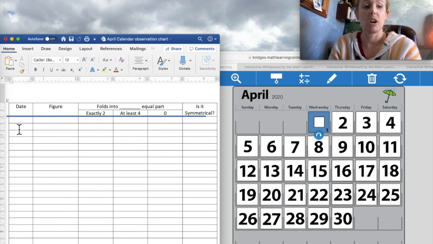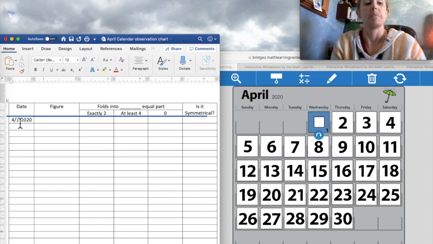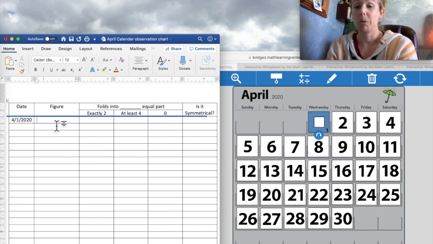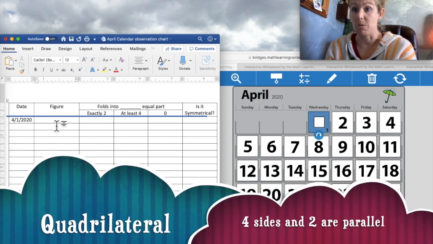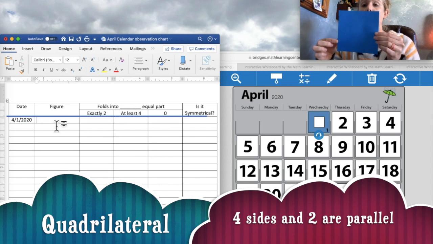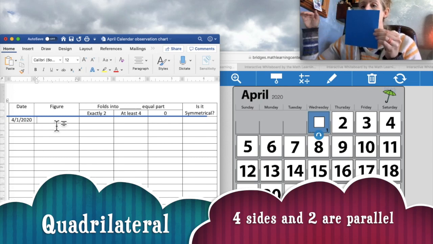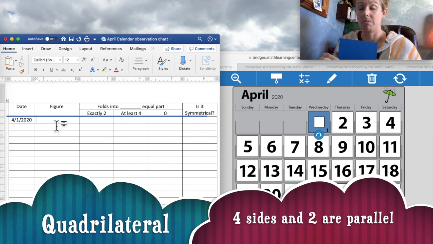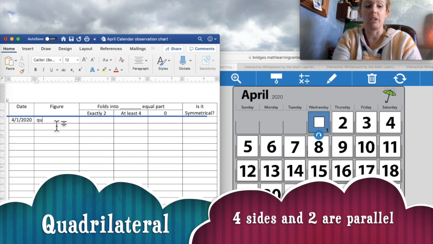If we look at our observation chart over here today, our date was 4/1/2020. And our figure today is a square, but it is also a quadrilateral. A quadrilateral has 4 sides, but 2 of them, the top and the bottom, are parallel. So here's my square here. I know that it is a quadrilateral because quad, meaning 4, has 4 sides, 1, 2, 3, 4, but also 2 of the sides will never meet. If I extend this top line all the way out, just keep going forever and ever, and also this bottom line, they will never ever meet. So we have a quadrilateral here today.